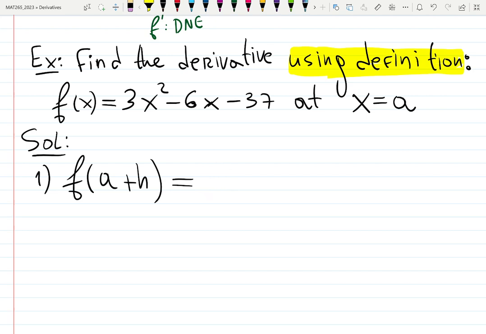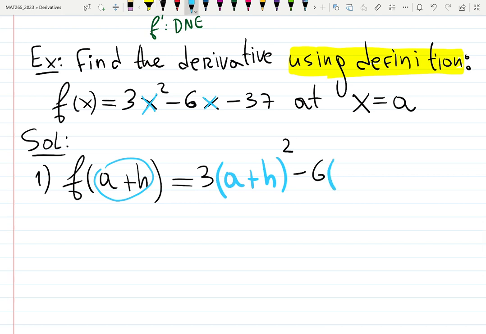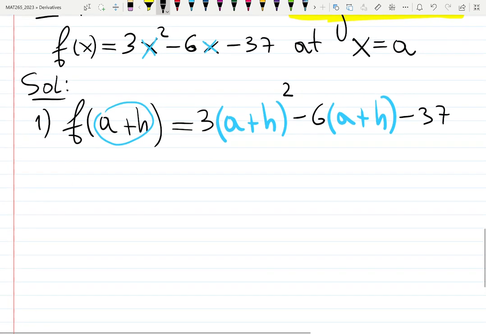So now we just plug it in. Everywhere you see x, you copy paste a plus h. Old input was x. New input now is a plus h. Copy, paste. 3 times a plus h, don't forget the square. So you copy paste literally. If you know the function in Microsoft Word, it's called find and replace. Well, other programs have it too. Find and replace. That's what you do. You're finding all x's and replacing them all with a plus h. Minus 37. That's your first function.